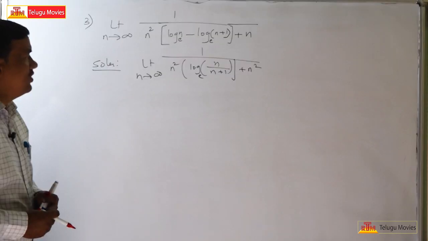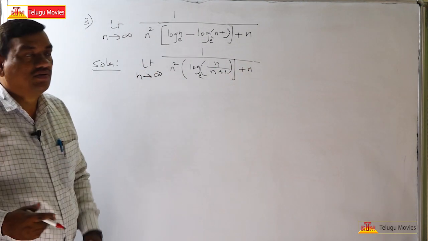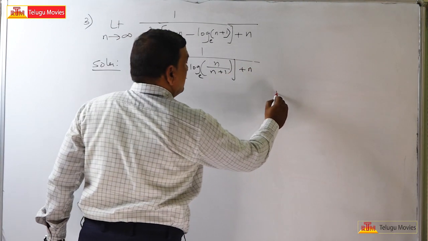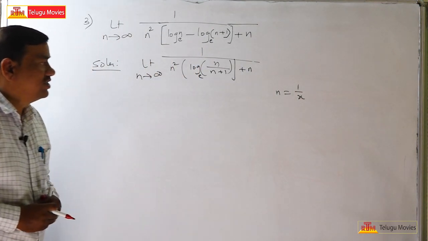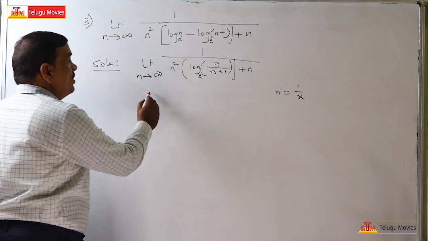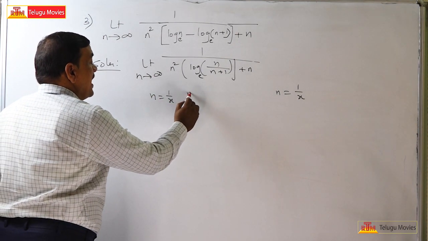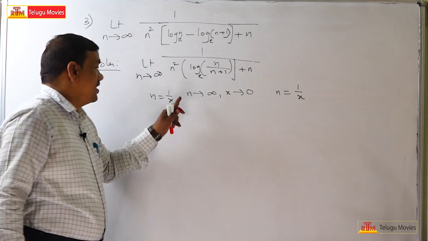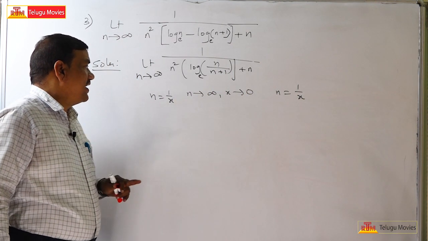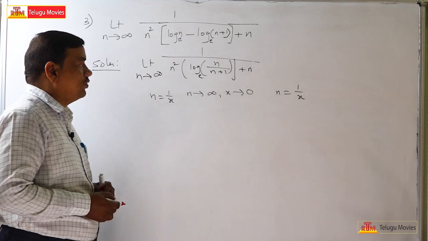At this situation, we will do only n. Let us put n is equal to 1 by x. We know that as n tends to infinity, x tends to 0. So as x is equal to 1 by n, as n tends to infinity, x tends to 0.